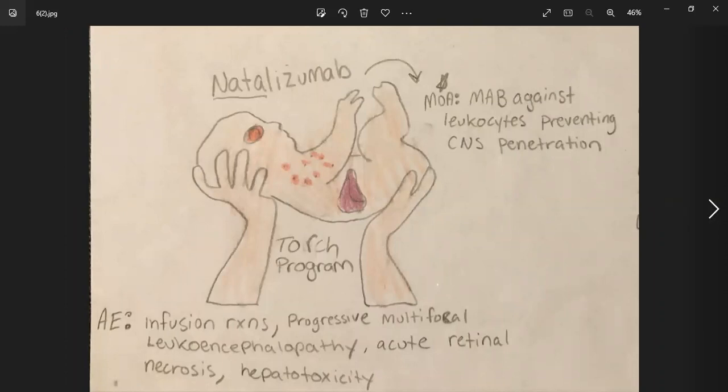Same thing with natalizumab. This is a previous drawing. I think natal, like neonatal lizumab. And so that's why I have a little neonate here. And the MOA is that it is a monoclonal antibody against leukocytes. And so this is a white baby leuko.